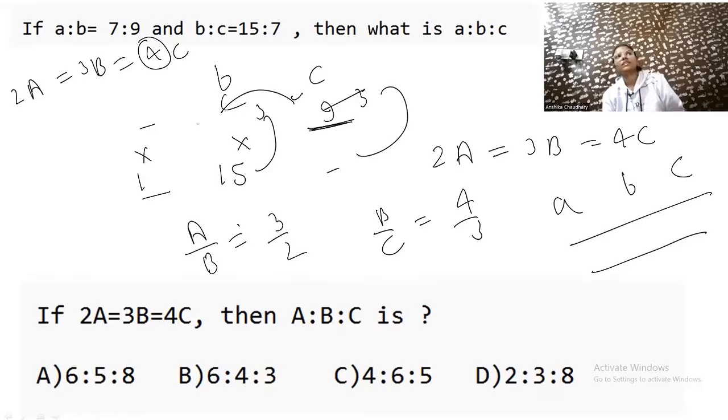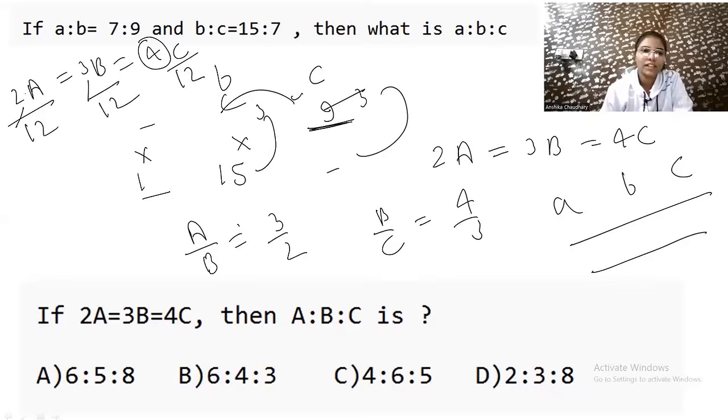Now we will move further. 4 threes are 12. Is 12 completely divisible by 2? Yes. By 3? Yes. By 4? Yes. So 12 will be the LCM of all of these. So what we will do is divide these numbers from 12.